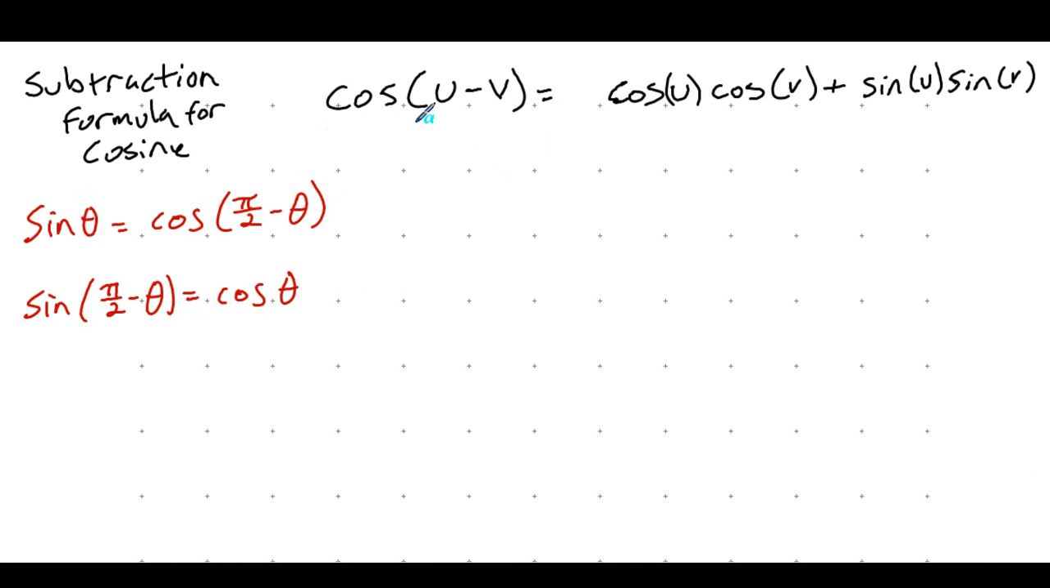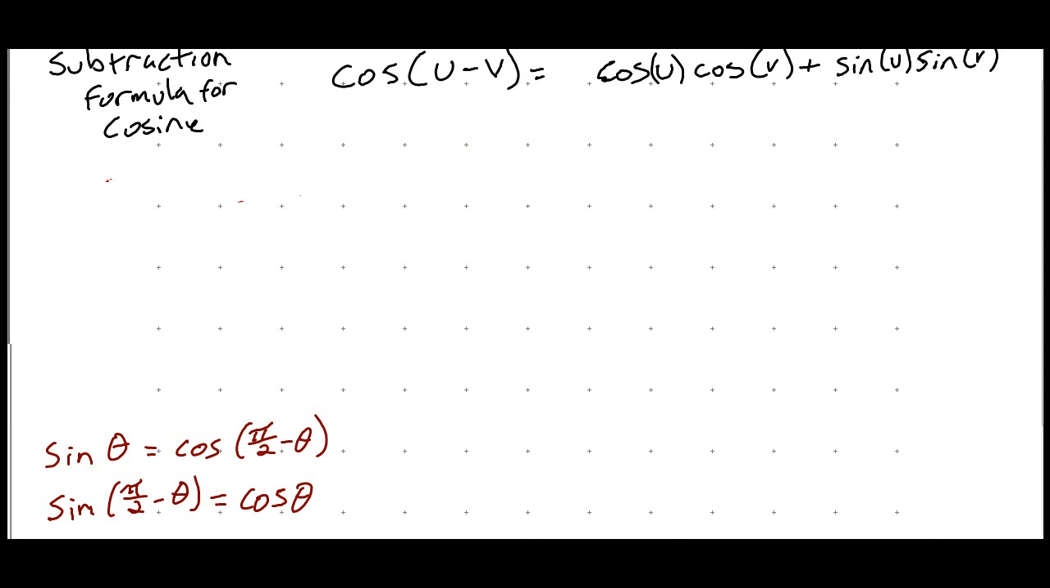If we go back and look at the subtraction formula for cosine, what we're ultimately looking for is this. So the addition formula for sine is simply going to be sine of u plus v, and that's what we're looking for. But notice that we can rewrite this using our identities as nothing more than cosine of pi over 2 minus that angle of u plus v.